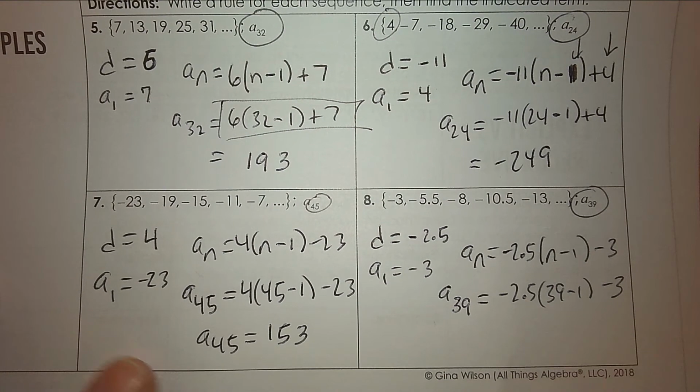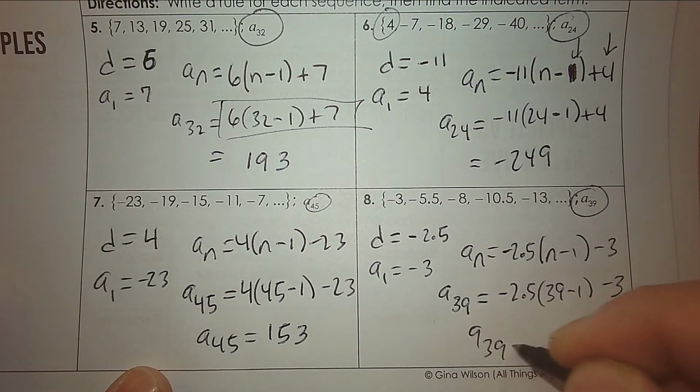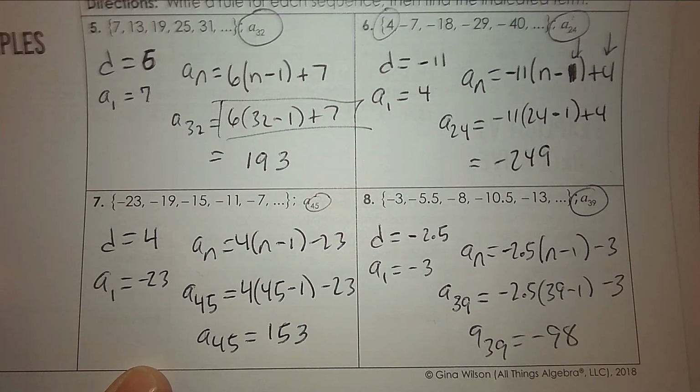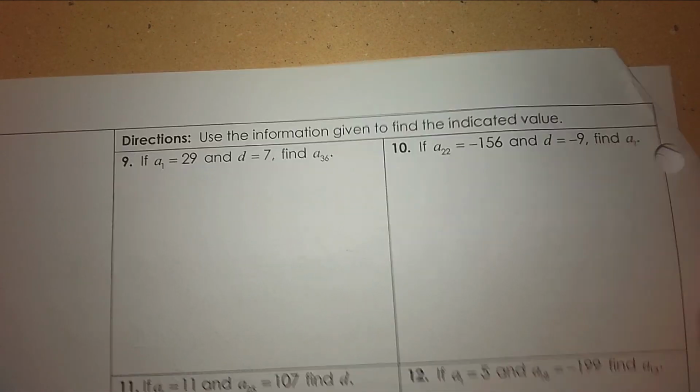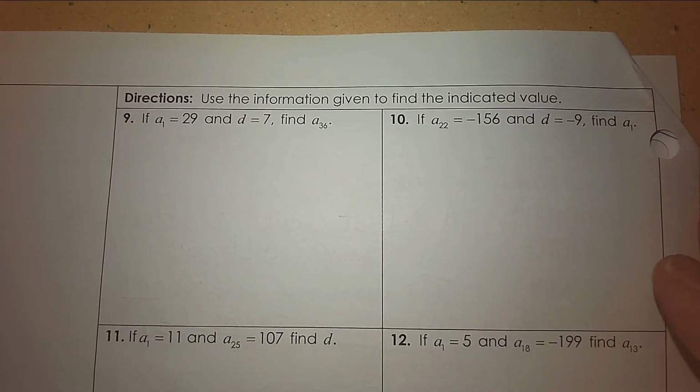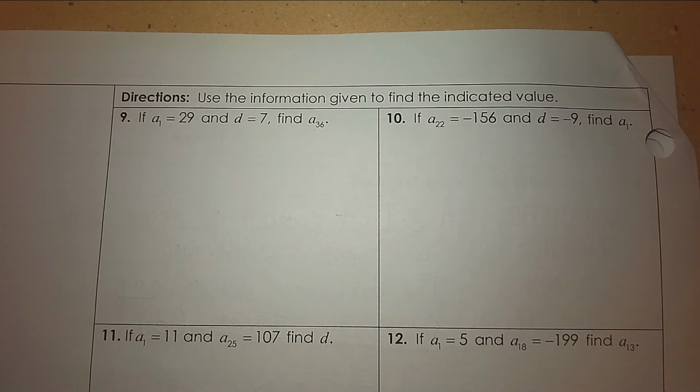Anyway, the answer is negative 98. Turn the page. Here we go. So, this page, it's more powerful to understand it as a linear equation because you may not be given the first term. It doesn't matter. As long as you know the common difference, any term you can use.